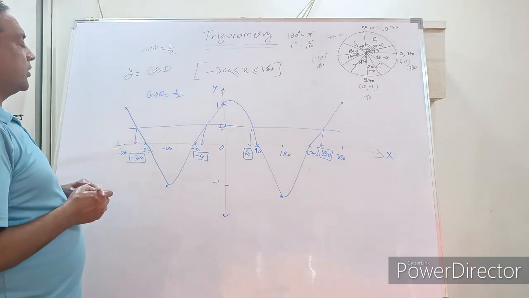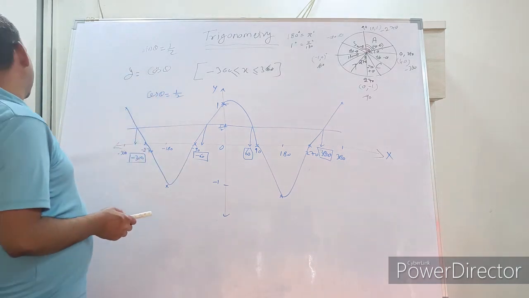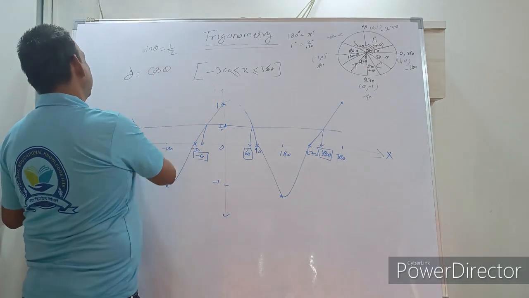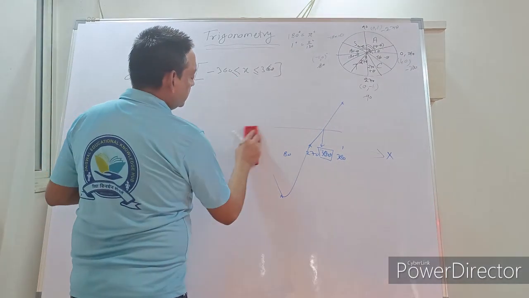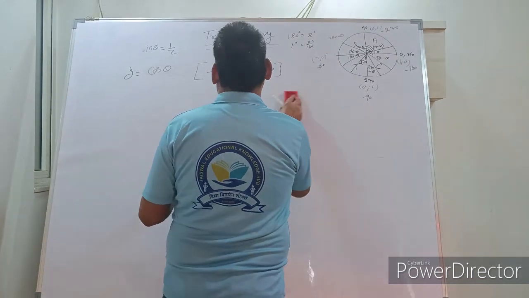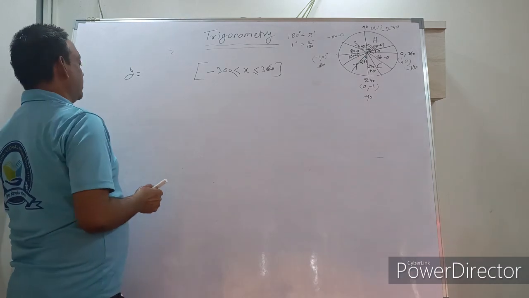Okay, so this way you can get the answers either by using the graph, or by using the unit circle diagram. Okay, the next one is the tan graph. Now, with the tan graph, people think this is a difficult one. But it's not difficult. If you just go step by step, you can easily draw the graph of tan also. So y is equal to tan x.